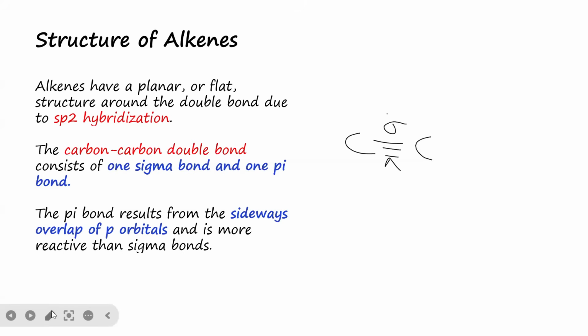The pi bond is formed as a result of side-to-side overlap.